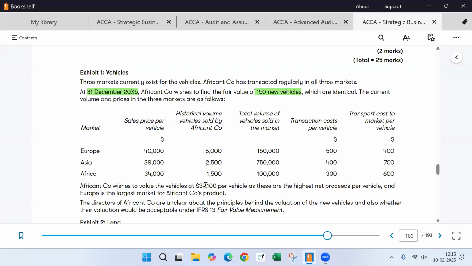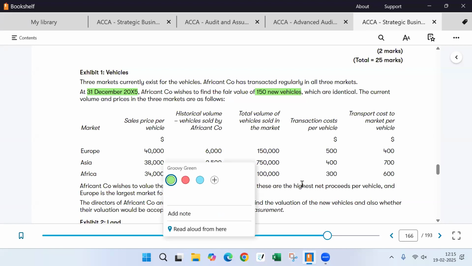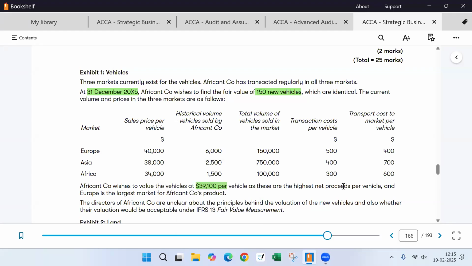African wishes to value the vehicles at $39,000 per vehicle, as these are the highest net proceeds per vehicle. And Europe is the largest market for African's product. The directors of African are unclear about the principle behind the valuation of these new vehicles and also whether their valuation would be acceptable under IFRS 13 fair value measure.